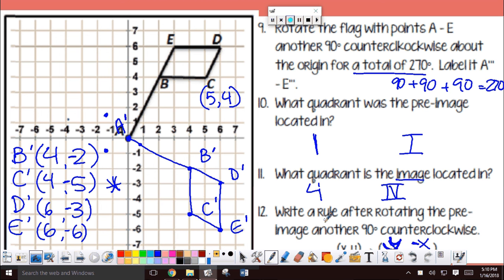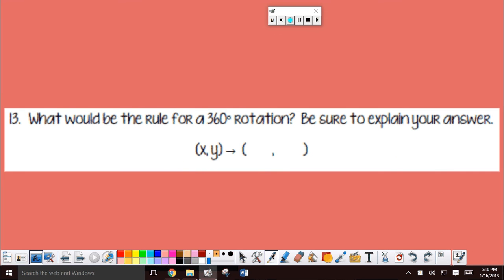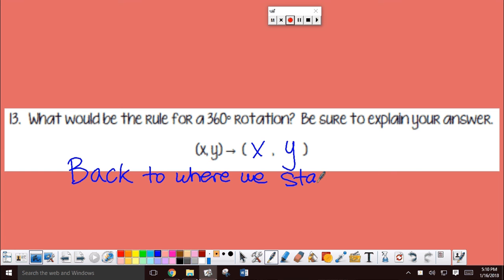Alrighty? So my last question for you is, what would be the x, y coordinates if we made a 360-degree turn? Well, what happens when you turn all the way around? Does anything happen to your original position? No. So it's just going to become x, y and say something along the lines of, we're back to the original position, or we're back to where we started. Or a full turn.